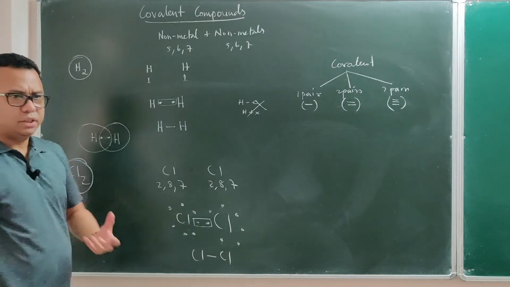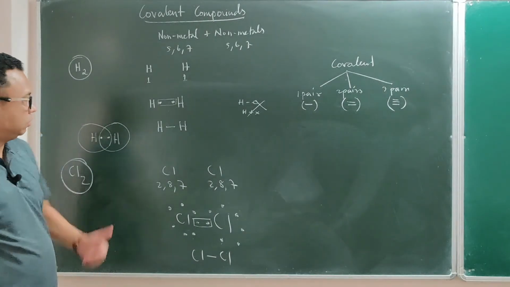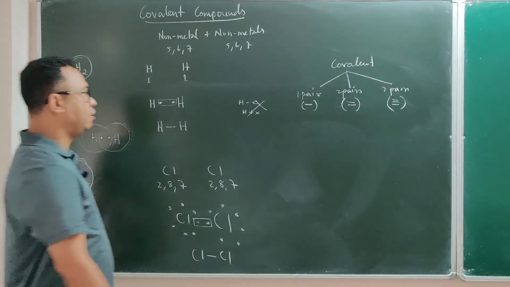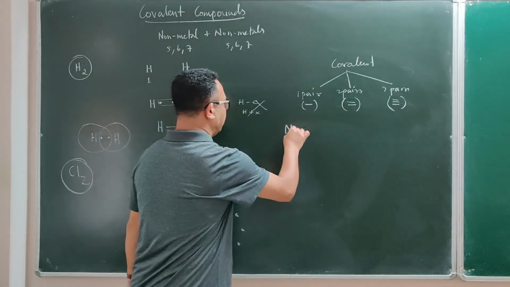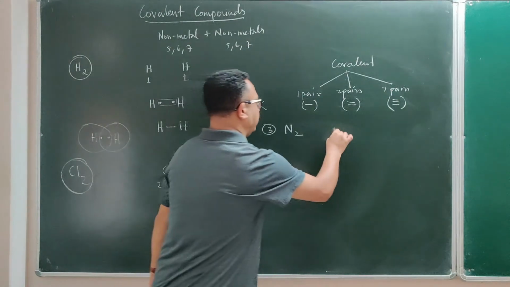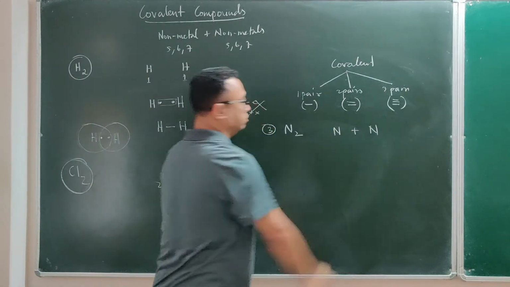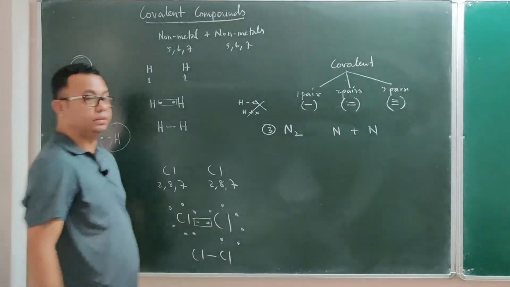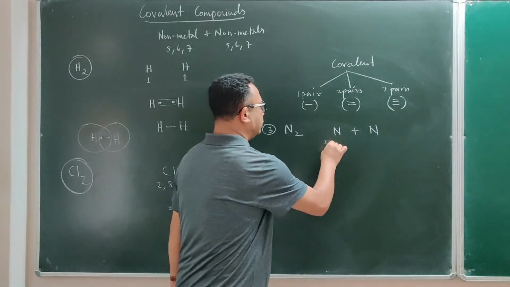Now, strangely, oxygen is not there in the syllabus. I said oxygen is not there. But then next one is nitrogen. Let us see the nitrogen molecule now. Third one. Nitrogen is a combination between a nitrogen atom and another nitrogen atom. Nitrogen configuration, atomic number is 7, means it is 2,7.